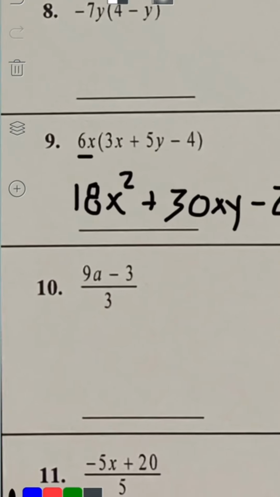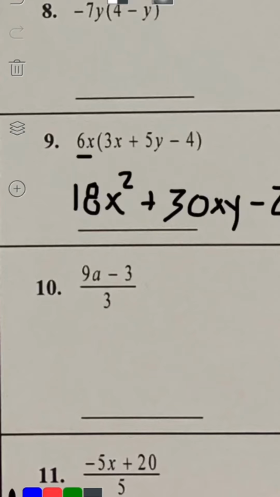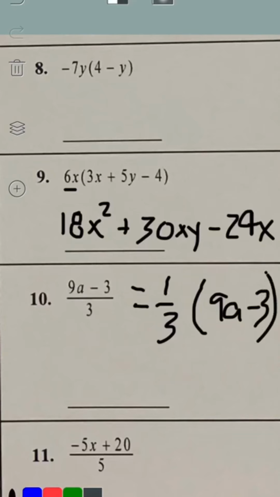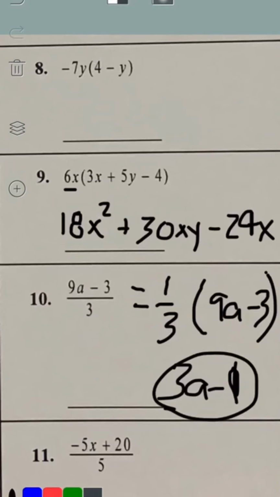This one's the exact same thing, only it looks a little different because you've got a numerator and a denominator. This is the same thing as 1/3 times 9a minus 3. So you can do this the exact same way. 1/3 times 9 is 9/3, but 9 divided by 3 is just 3. So 3a. And then 1/3 times negative 3 is just negative 3/3, but negative 3/3 is negative 1. So that's your answer there.